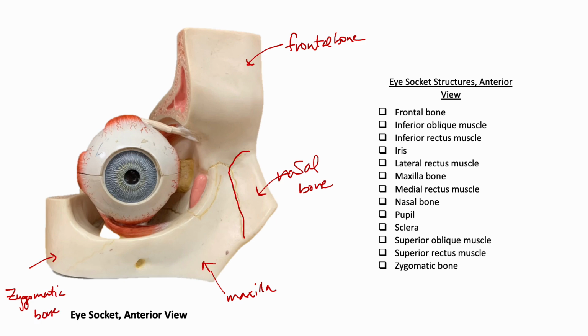Obviously nasal is going to be medial. So now that I know this direction is medial, that's going to help me to identify those muscles of the eye. So let's just check these off as we go. We have the lateral, the frontal bone, the nasal bone, the zygomatic bone, and the maxilla. Okay. Now let's go ahead and identify the muscles that we can see.